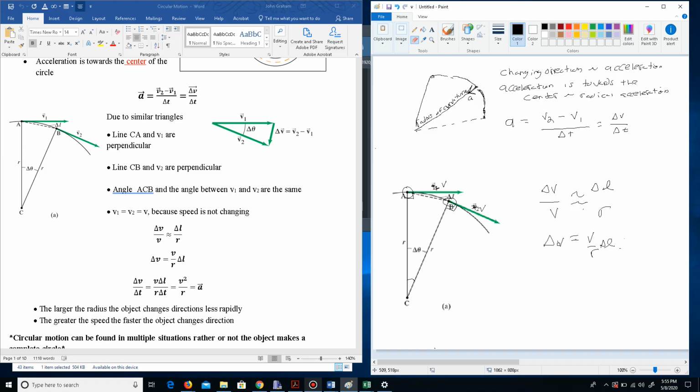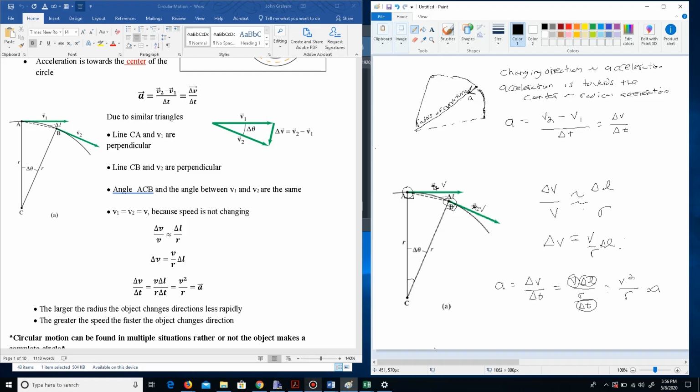And then what we're going to do is get this in terms of acceleration. So our acceleration is going to be delta V over delta T, which is going to be equal to V delta L over R over delta T, which is going to be equal to, since you have V and delta L over delta T is a V, you're going to have V squared. That's this and this, and then this V over R. It's going to be equal to your acceleration.